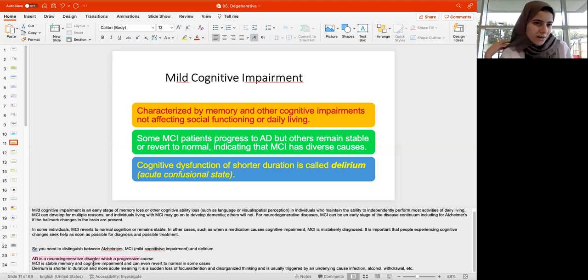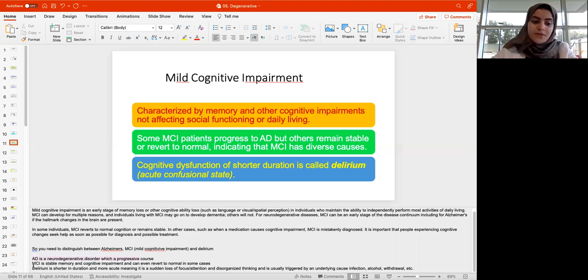So can MCI progress to something other than AD? That's a good question, Saraha, I'm not sure. From the websites that I read, most mention it in association with AD, but I can check that out to tell you. But from what I read, Saraha, I always see it with AD. So I think that's because, especially since it's a cognitive problem, it's going to be more related to dementias. Maybe it could lead to a different kind of dementia. I'm not sure though.